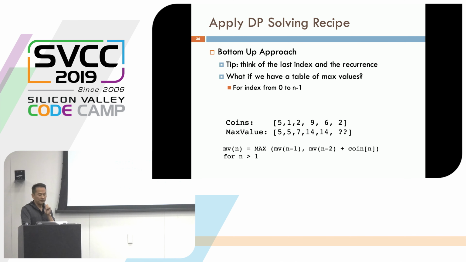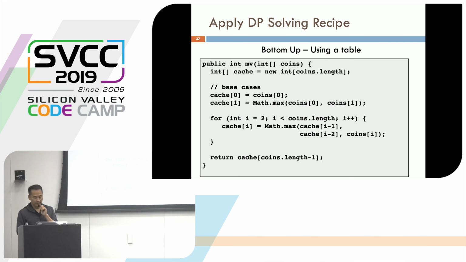And then if you want to convert it to bottom up, then it's very similar to Fibonacci as well. So you build from MV of 0 to MV of n, filling up that table as you go. So I won't spend too much time on that.